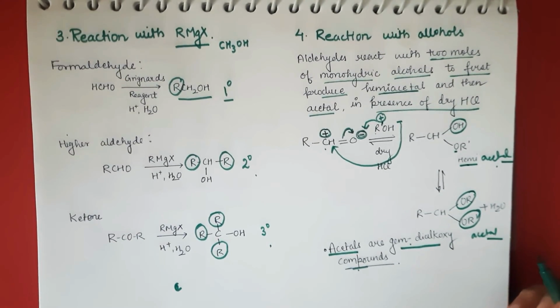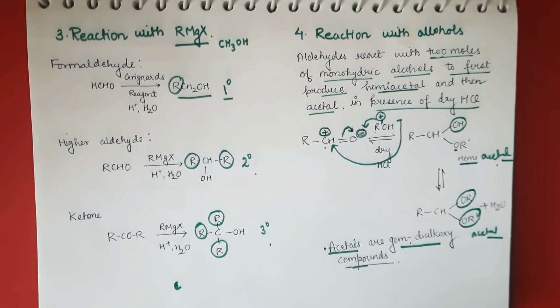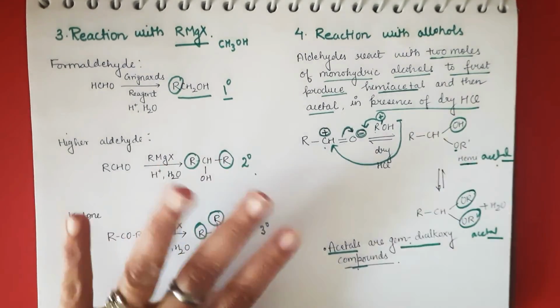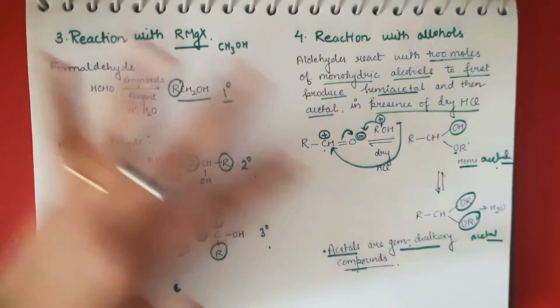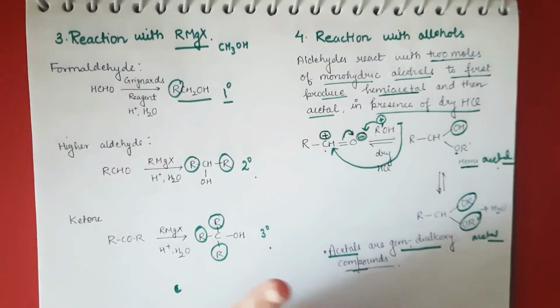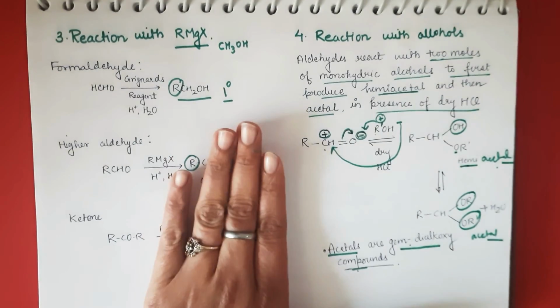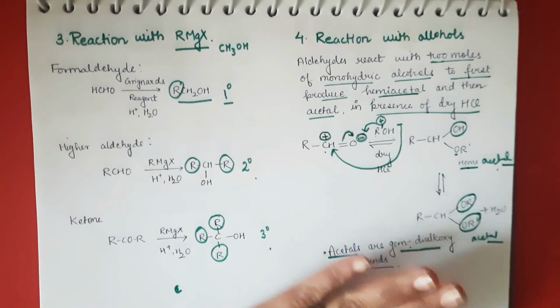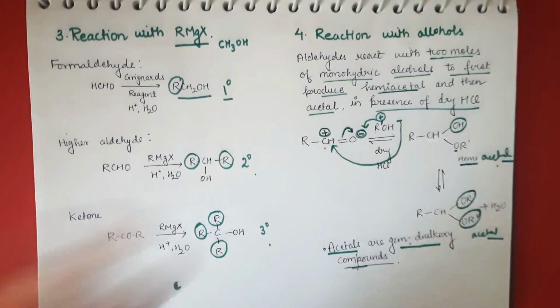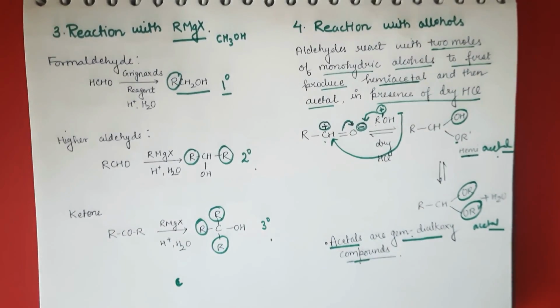So here we finish the nucleophilic addition reactions of aldehydes and ketones. We had 4 reactions. First, reaction with HCN, and then the next reaction was reaction with sodium bisulfite, the reaction with RMgX, that is Grignard reagent, and reaction with alcohols.